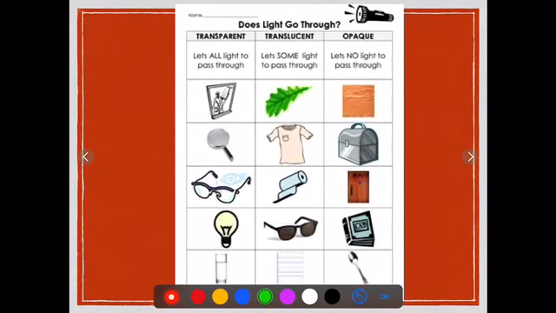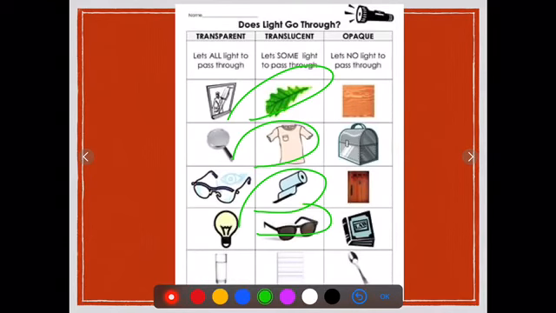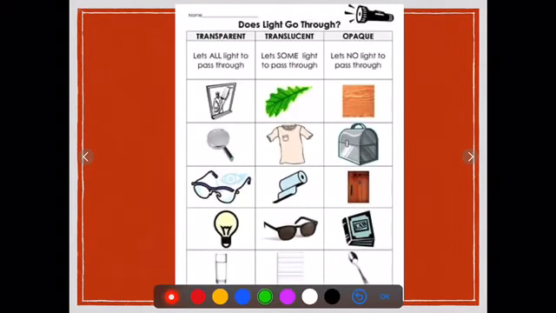Now, the translucent objects let some light pass through. It's not completely, it's not 100% clear, but it's some light, okay? You have a leaf there. You can see some light through it. You also have cotton clothes, okay? You have a tissue, sunglasses, and paper. These are examples of translucent objects.